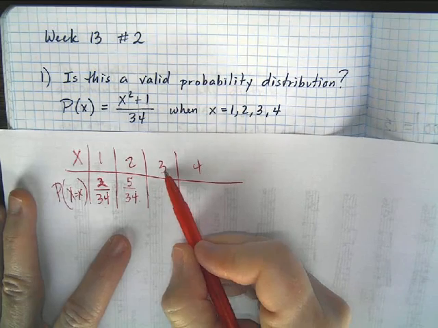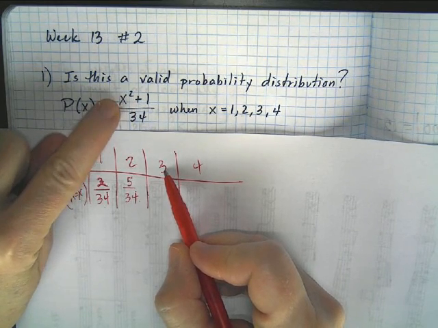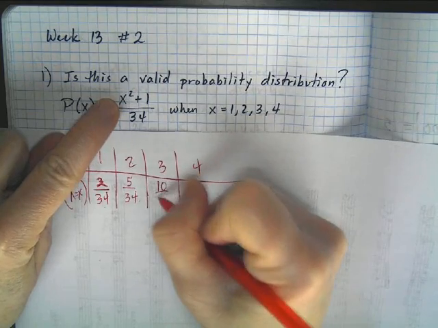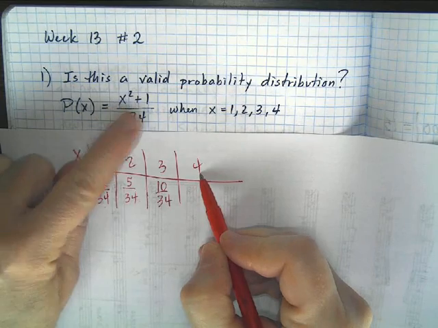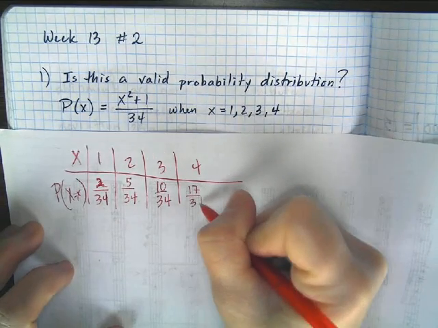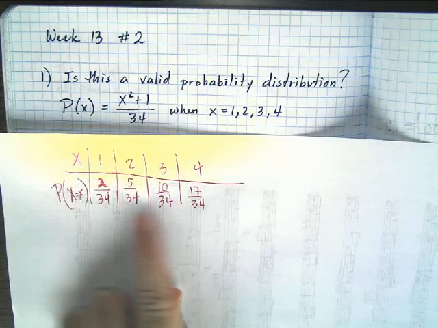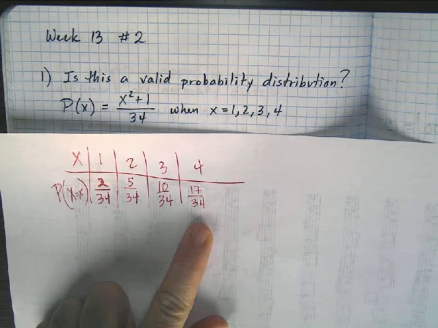So we're looking okay. 3. 3 squared is 9. 9 plus 1 is 10. So 10 over 34. And then the last one, 4. 4 squared is 16. 16 plus 1 is 17. So 17 over 34. Okay, now all of these meet the definition of a probability. They're between 0 and 1, so that's good.